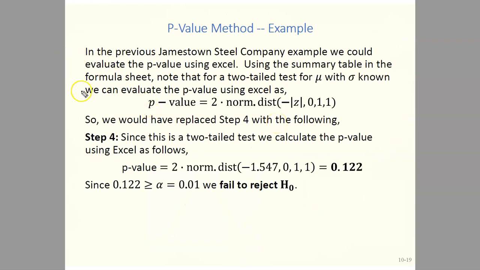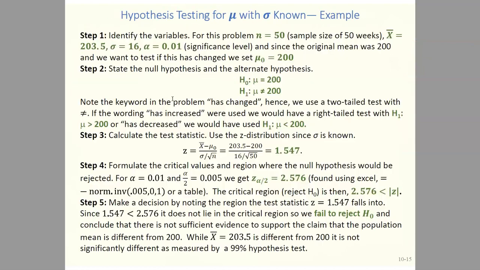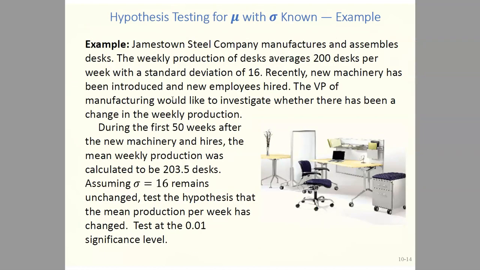Now we're going to consider the previous Jamestown Steel Company example here, and we want to use the p-value method to determine whether we should reject or fail to reject the null hypothesis. So let's go back to that example. If you want to, you can quickly review this example that we did previously.